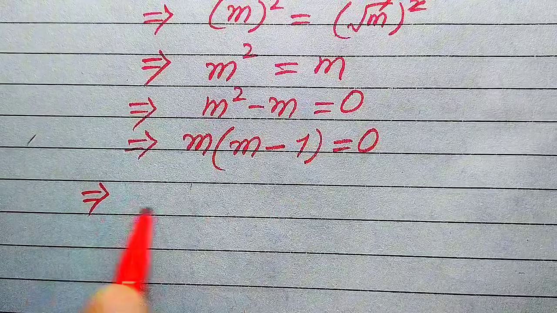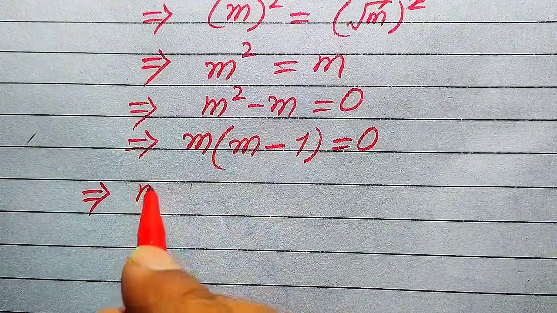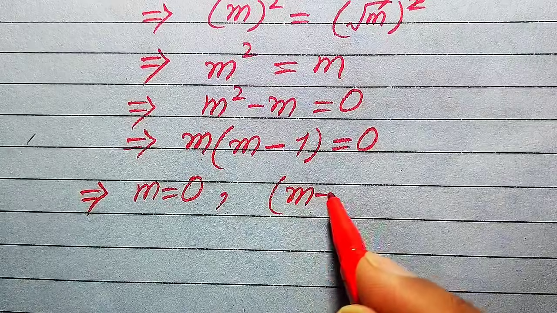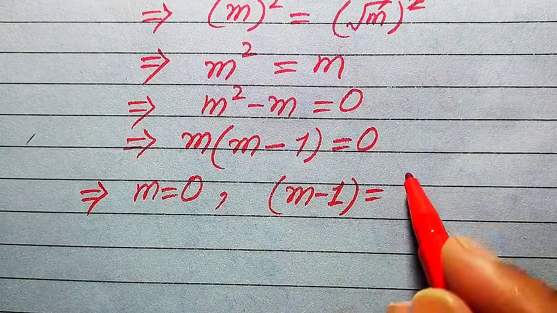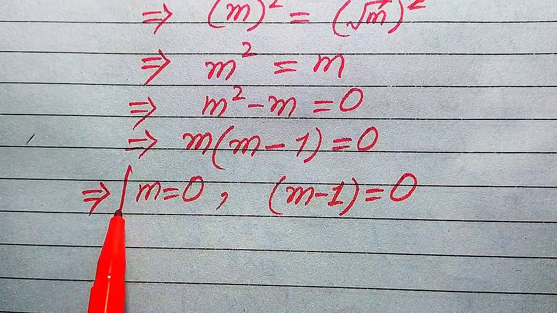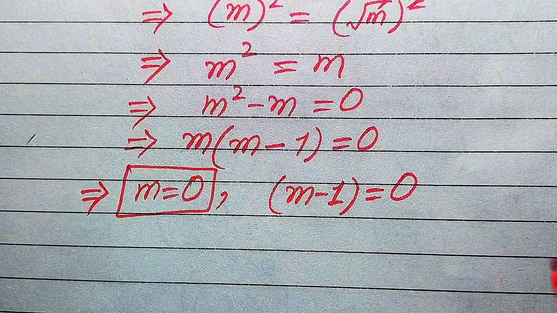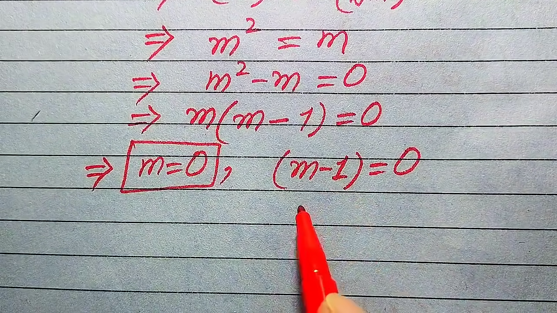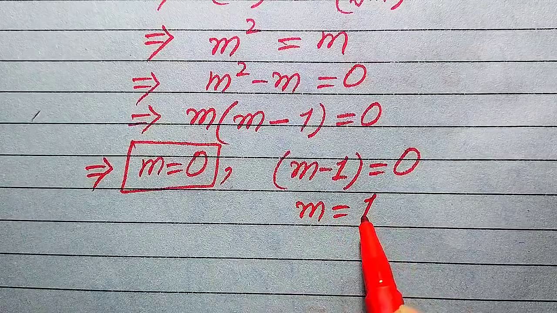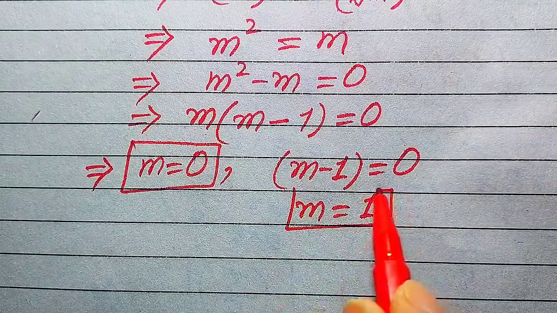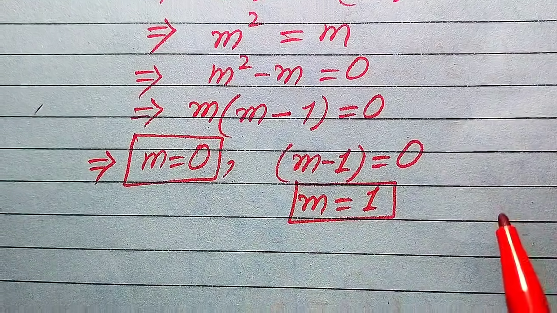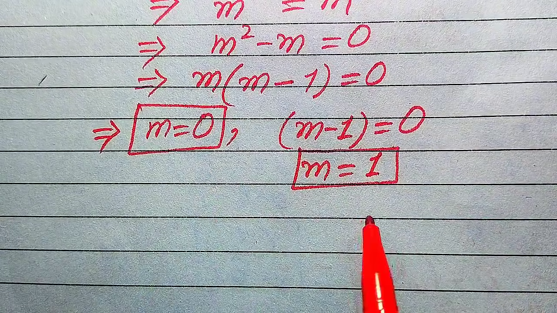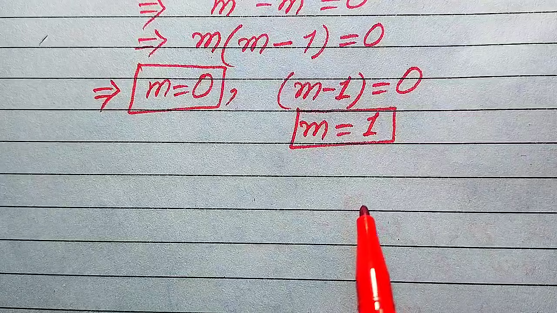Now in the next step we divide this equation into two cases. The first case is m equals to 0, and the second case is m minus 1 equals to 0. So this is our first root of the given equation. In order to get the other root, we move this minus 1 to the right hand side and we get m equals to 1. So this is the second root of the given equation. In this method we get these two roots of the given equation.